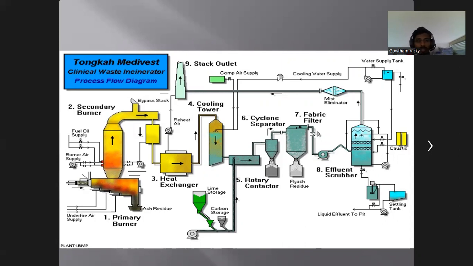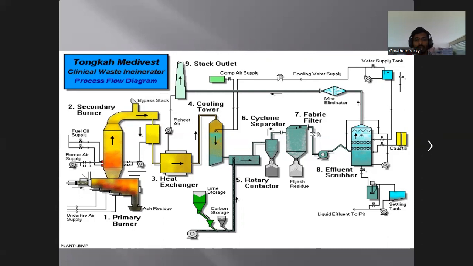After fabric filters, the effluent scrubbers also can be used, and then after the effluent scrubbers there should be the fabric filters. After fabric filters, there should be a stack outlet. In this stack outlet, the cooling of compressed air supplies and then cooling water supplies should be used for your water supply.